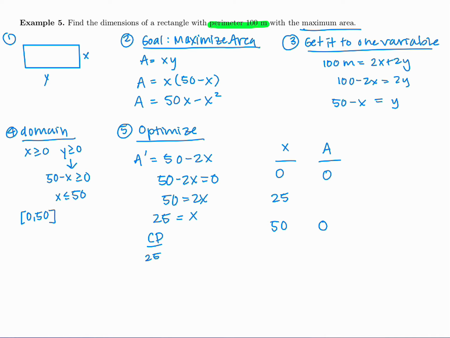So what is the area there? I'm going to plug it into this one here. Just quickly multiply. So that'd be 25 times 50 minus 25. So 25 times 25 is 625, and that would be square meters.